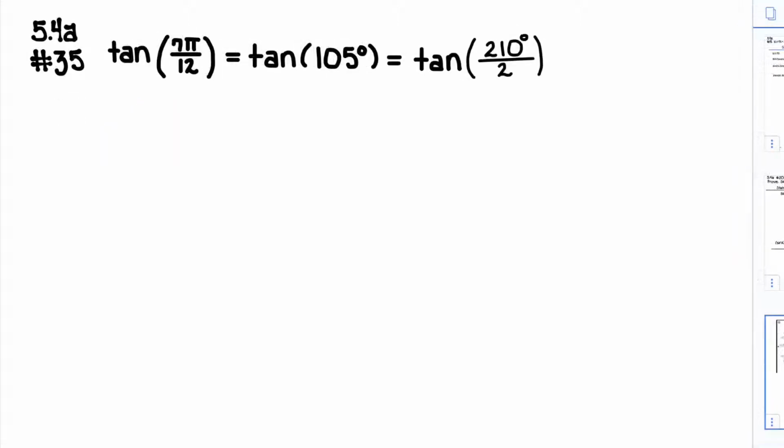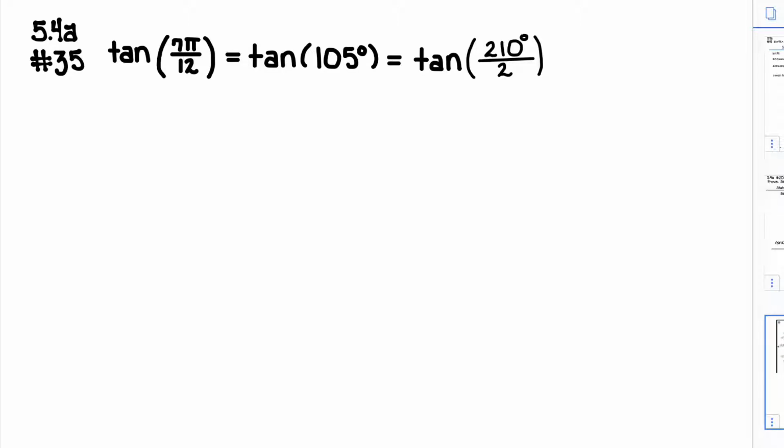105 degrees is not on the unit circle, so we would not be able to find the exact value of tangent of 105 degrees. The half-angle formula is going to allow us to find an exact value because 210 degrees is on the unit circle. Tangent of 105 degrees is equal to the tangent of 210 degrees over 2.